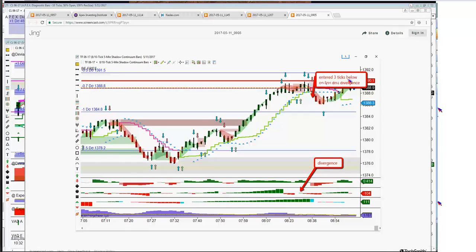Enter three ticks below on Sharpshooter. I don't know what three things you have here. What did your order print say to you? Then you do have a divergence. You go short here, not there.